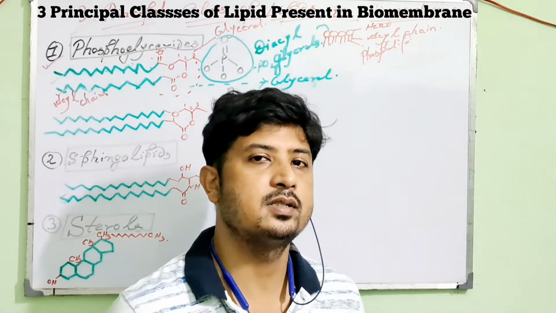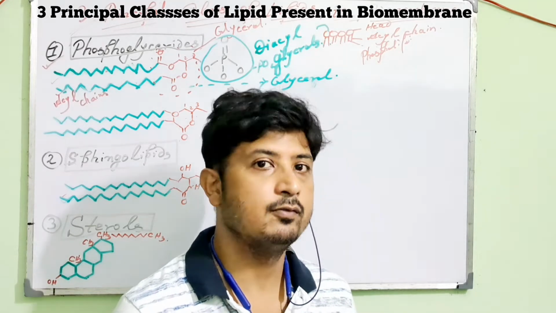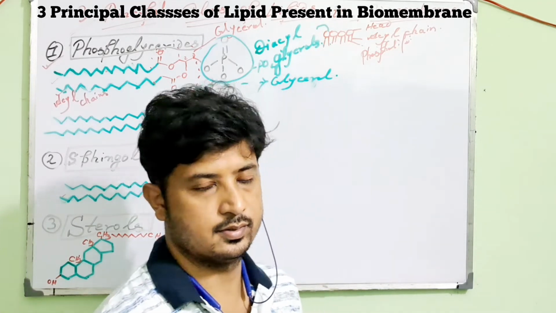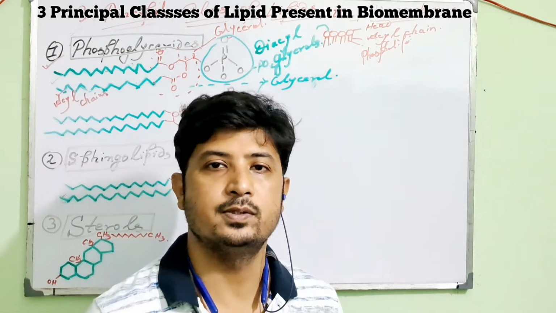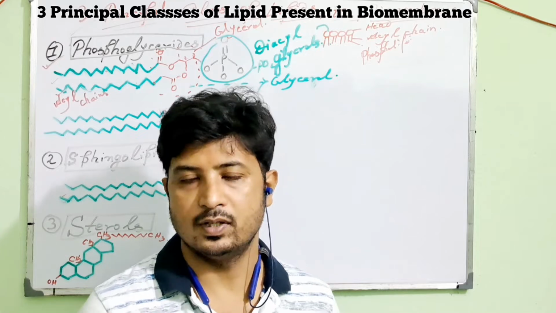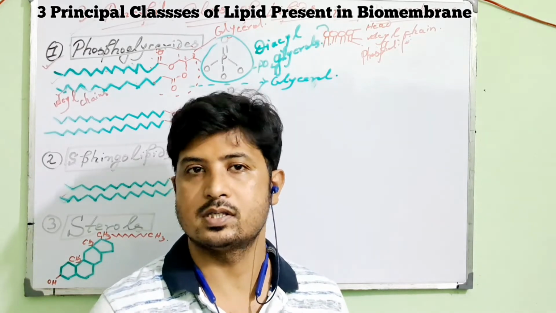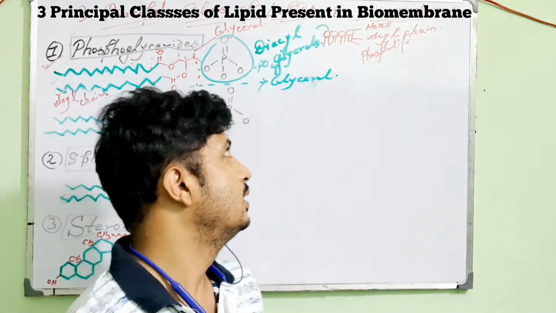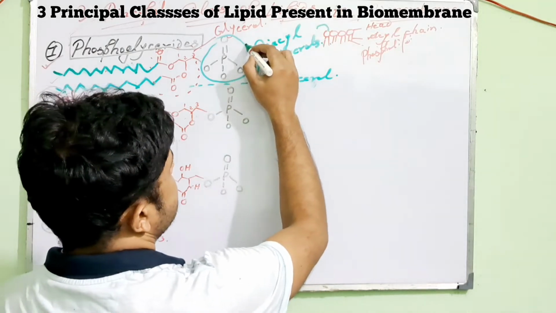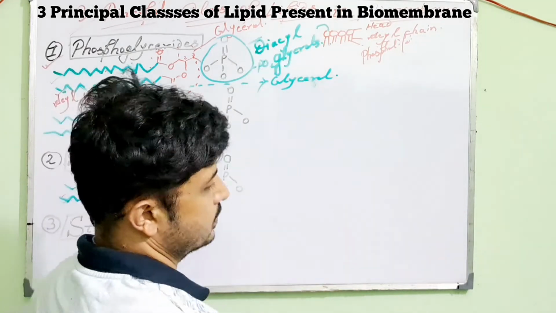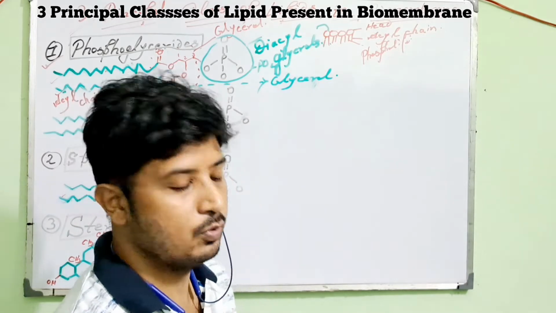Now this is the basic structure of a phospholipid which will be called phosphoglycerides. Okay, so this is the most abundant class of phospholipids present in the biomembrane. Very important. Most abundant class of phospholipids is called phosphoglycerides. Now, several groups can be attached with these phosphate groups and the name and nature of the lipid will change.